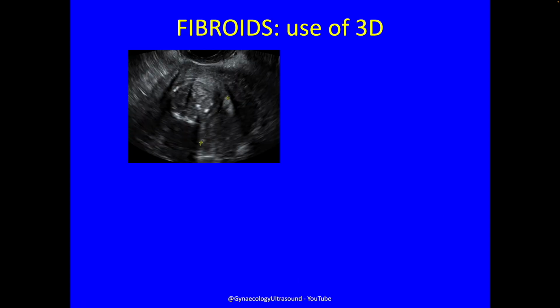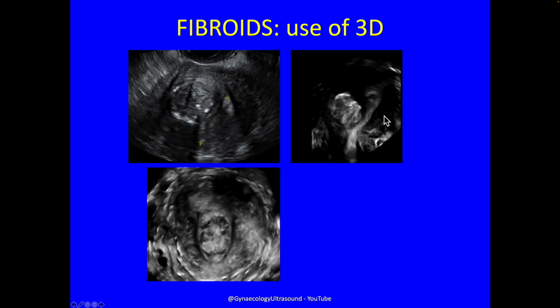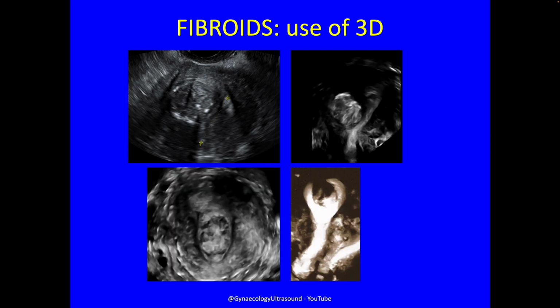So the use of 3D can be very handy, have it on standby. There's a calcified fibroid. This is a bit of endometrial cavity. On 3D, it's really obvious what's going on. This fibroid is displacing the cavity sideways. And here again, not 100% clear what's going on, and on 3D it's instantly obvious. It's a big fibroid polyp on a big pedicle.